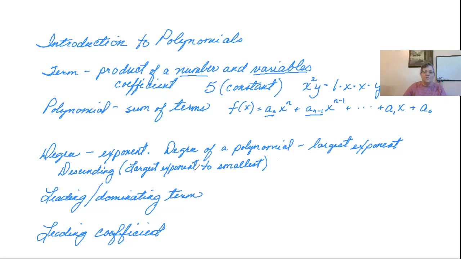Then the first term that you see is going to be the one with the largest exponent. That is called the leading or sometimes the dominating term. Regardless of what order the polynomial is written in, even if they're just put in there in random order, the leading term is always the term with the largest exponent. This term determines the shape of the graph.